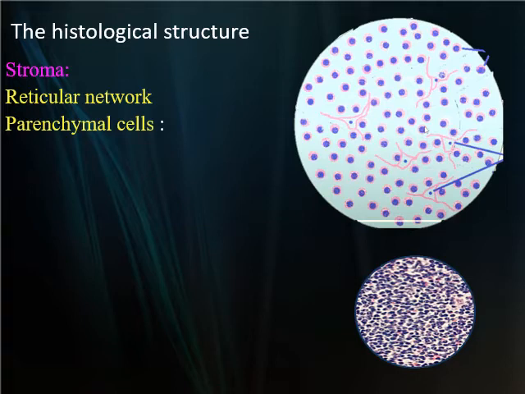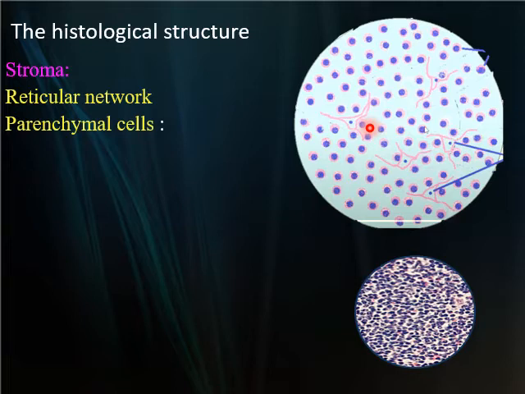The stroma here is formed of a reticular network. Reticular network means it is formed of reticular fibers and cells. Do you remember the reticular fibers and the cells? Yes, very good, they are stained with Ag or silver stain. For the parenchymal cells here, we have immune cells. So what are the immune cells we study?